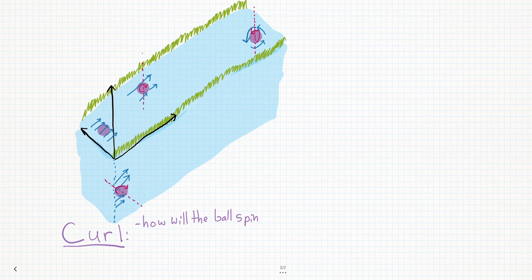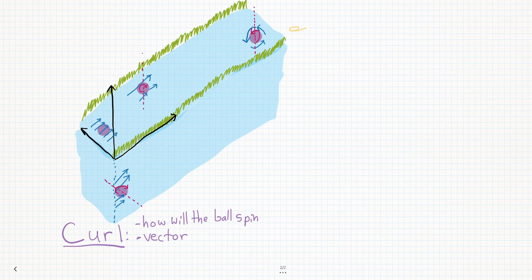But you need more than just a number to describe curl, because there are different directions in which the ball could spin, so curl has to be a vector. The curl vector points along the axis of the ball's spin, but it could point up or down. So we use the right-hand rule to decide which direction the curl vector should point.